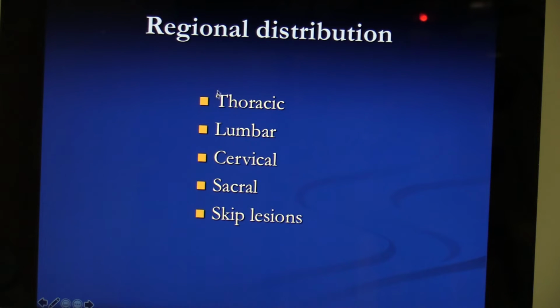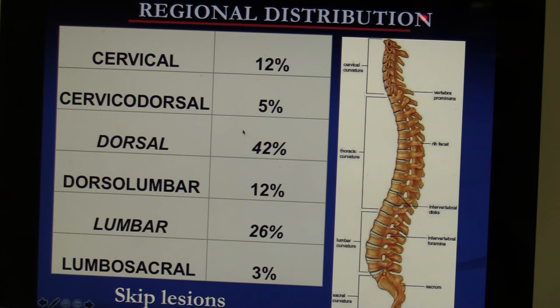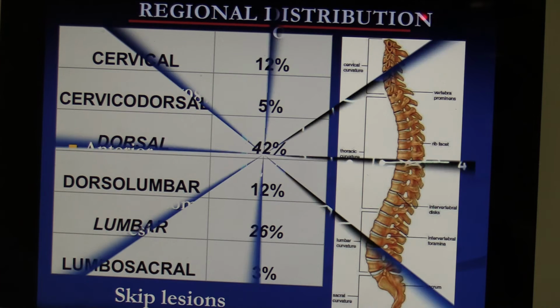Now if you look at the regional distribution, although any vertebral body can be affected, it is more common in the dorsal spine, dorsolumbar junction, lumbar spine, cervical spine, and sacral spine, in that order. There may be more than one lesion with normal intervening vertebral bodies, and then it is described as a skip lesion. Now this is the regional distribution I was talking about: dorsal 42%, dorsolumbar 12%, so almost 54% are in dorsal and dorsolumbar, cervical 12%, lumbar 26%, cervicodorsal 5%. This is the regional distribution of the disease.